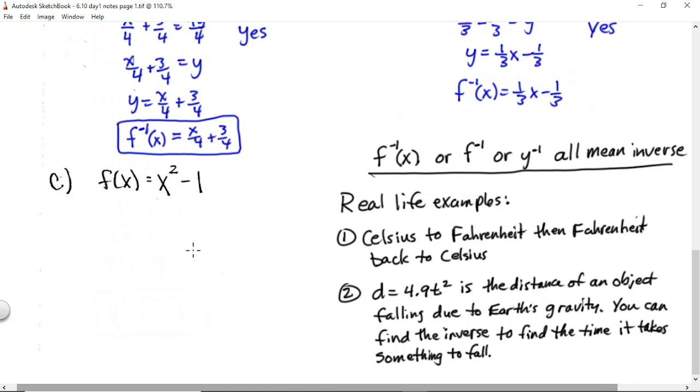Okay, so do the same thing on this one. Write it down with y first. And then we switch the variables. So we write x for y, and we put y for x, so it's y squared minus 1. Just switch them.